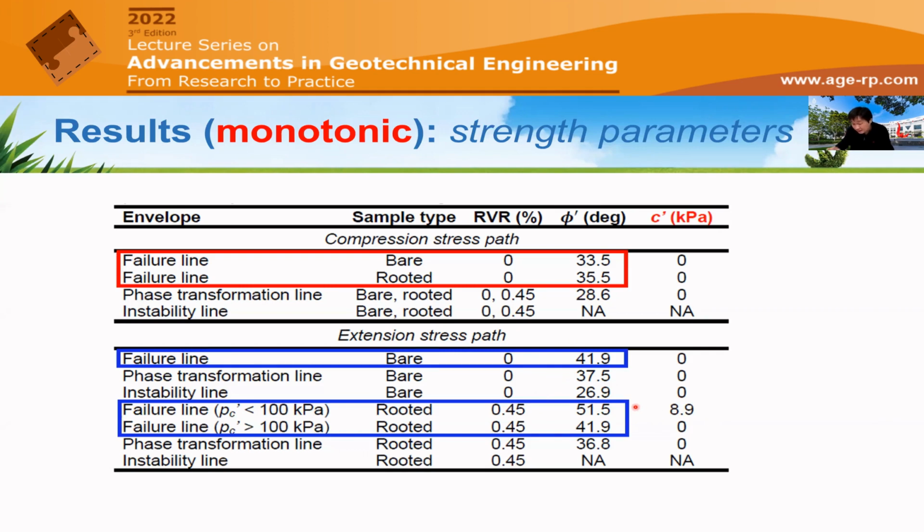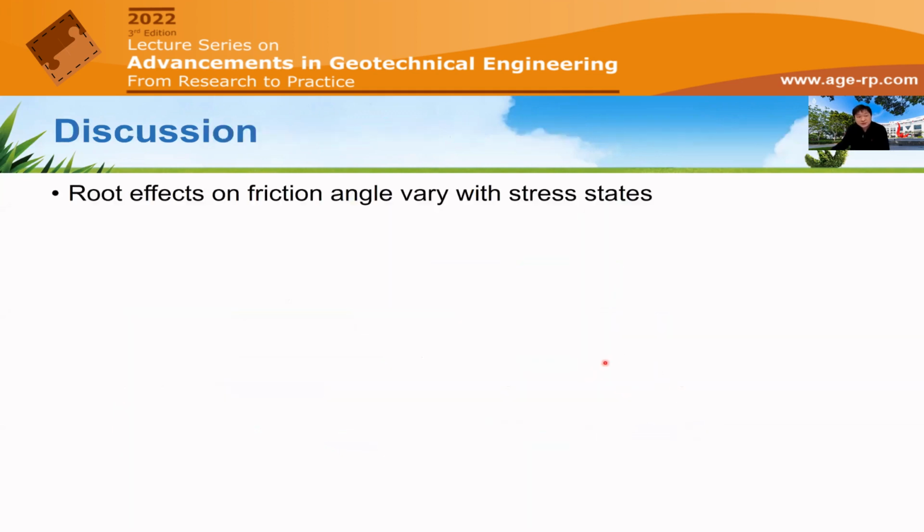Not by the root, not by the soil, but by the apparent bonding by the roots. So they wrap and tangle the particles together to form a composite, and that's where the cohesion comes from. Okay, it's quite interesting to observe this. And what does that mean to slope stability?